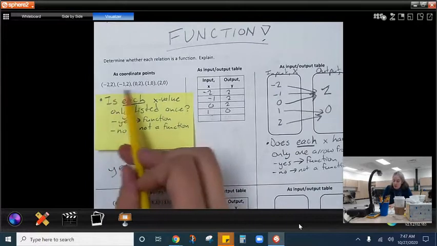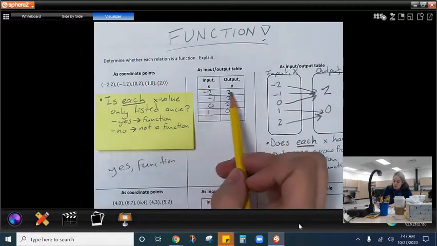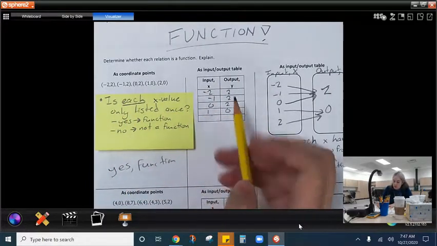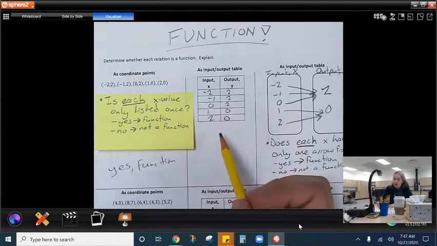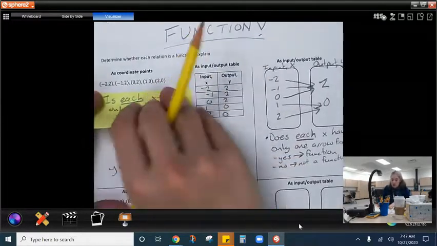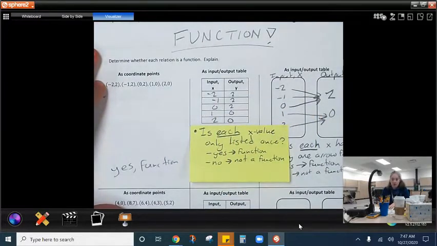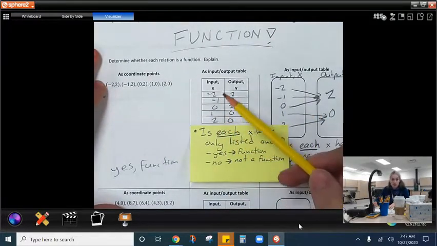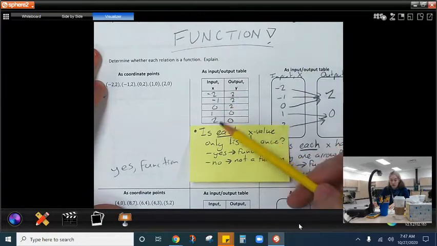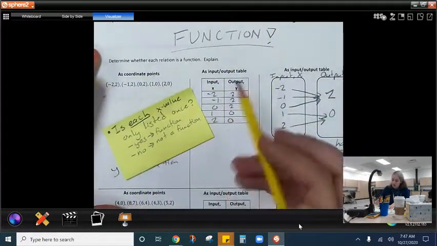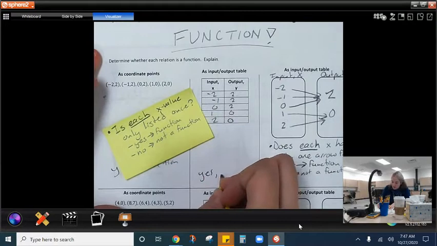So now I'm going to take my coordinates and put them into a table. So (-2, 2), (-1, 2), (0, 2), (1, 2), and (2, 0). Is each x value listed only once? And it's important that they're listed in order. Are they listed only once? Yes. So this, again, is a function.